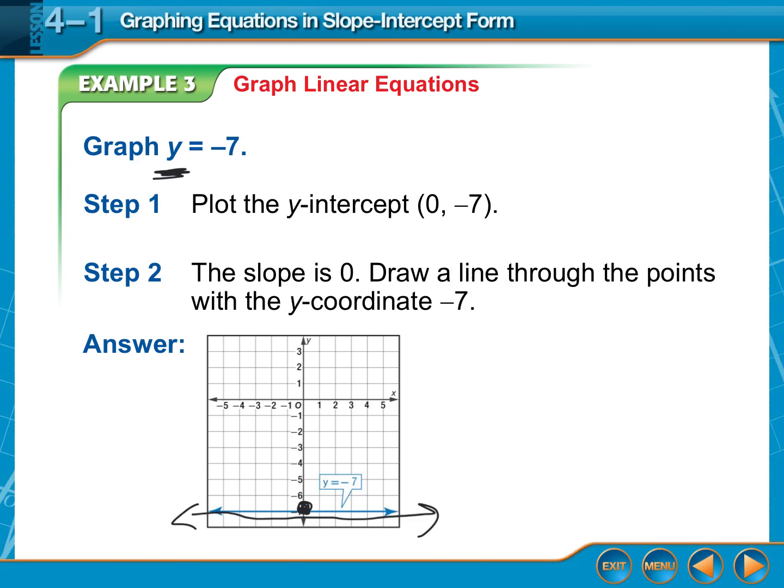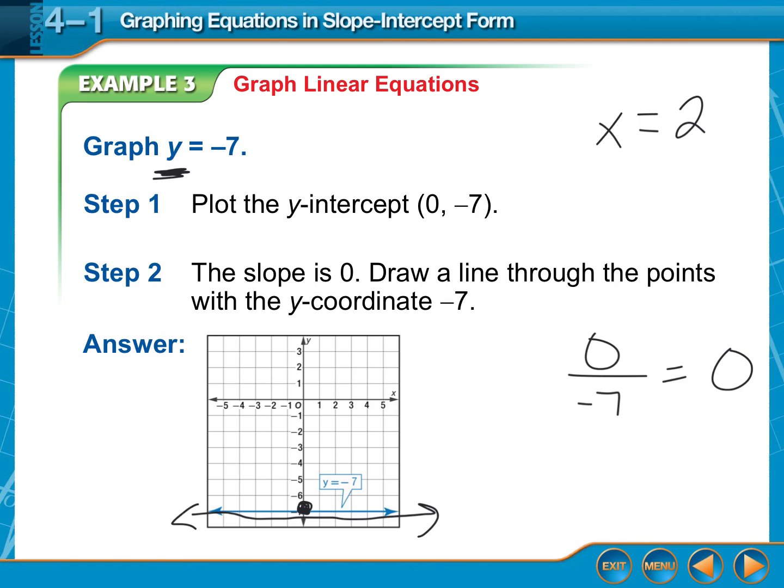What's the slope of this line? Because what's the rise? 0. It doesn't rise, right? What's the run? Some number, right? And you can do that. So that's 0.